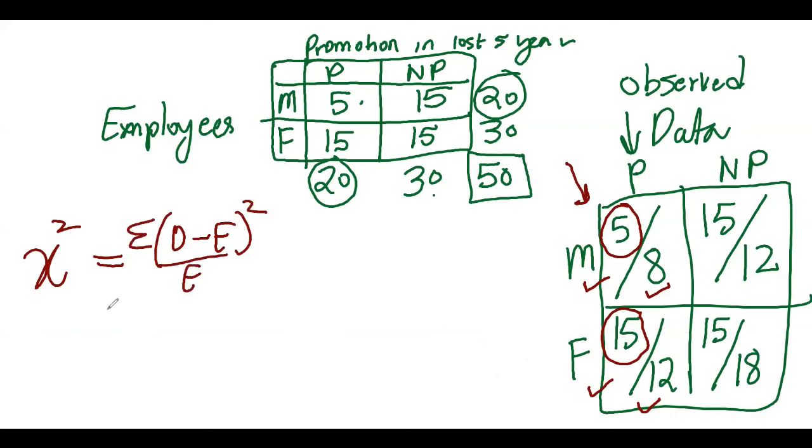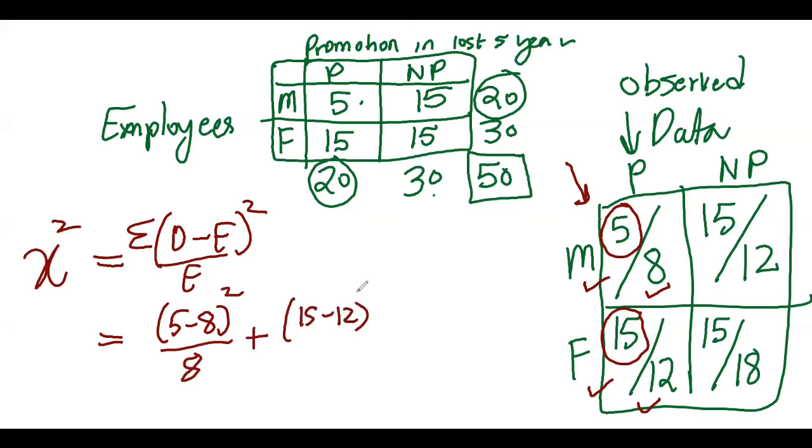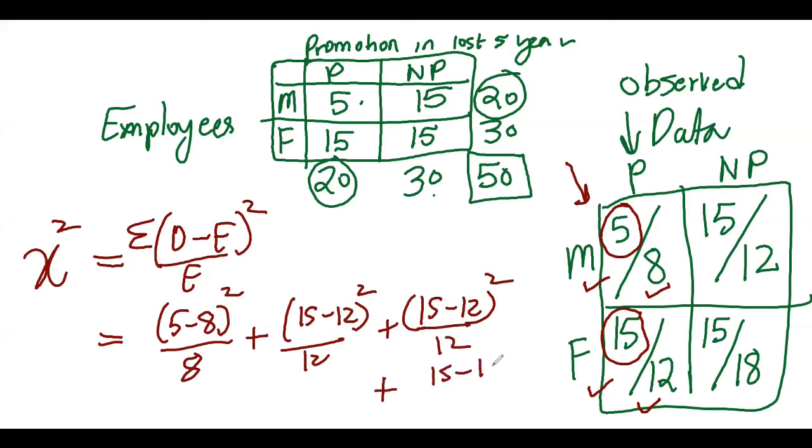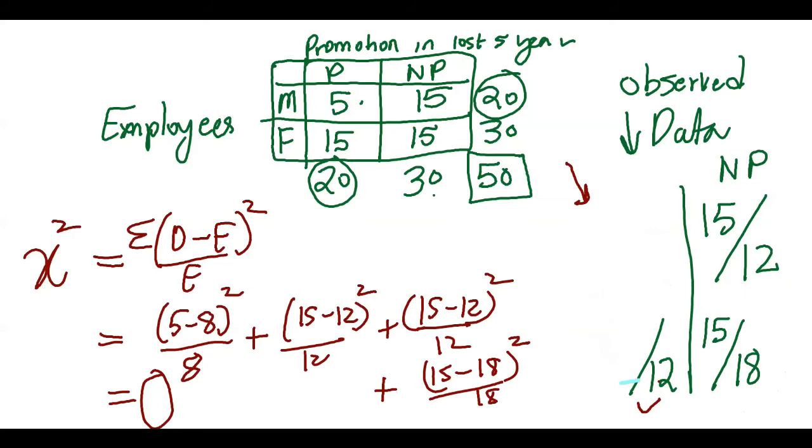So I'm showing you the calculation. This is (5 minus 8) squared divided by 8, plus (15 minus 12) squared divided by 12, plus (15 minus 12) squared divided by 12, plus (15 minus 18) squared divided by 18. So the software will take the total of all these values, and some value will come here, right? After that, there is a chi-square distribution. So the software will check the value against this chi-square distribution and give you the p-value.